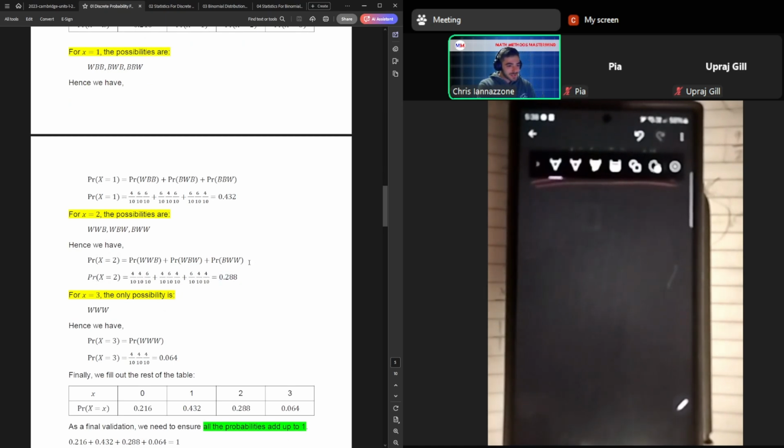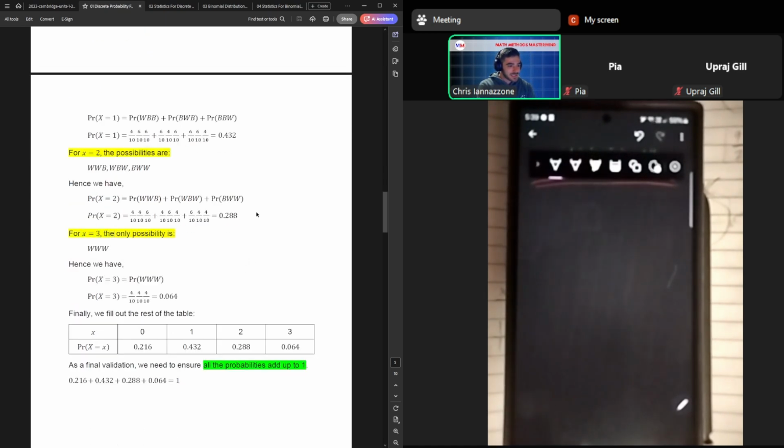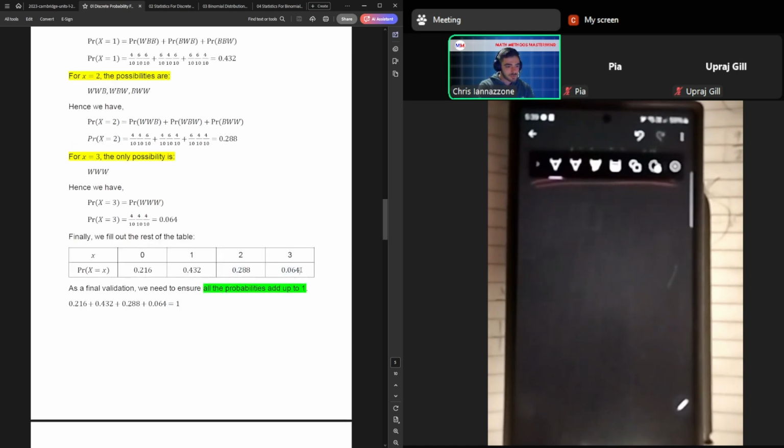Yeah, 0.288 for that one. And then x equals 3, well, that's a nice and easy one. All whites, so 4 out of 10s stacked on each other. And then you just put them in the respective spots.